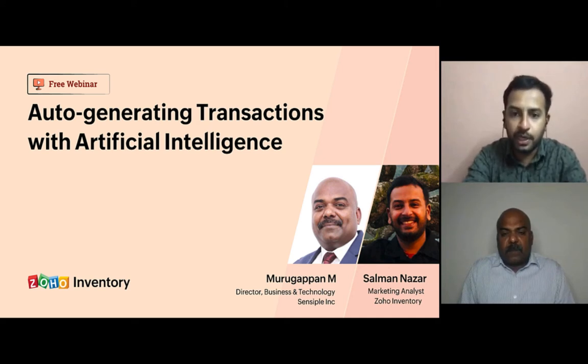We're looking at a more advanced solution which can read data. So today, let's look at Kaptiche, an AI-based tool from Sensible, which can help you manage your transactions better and automate the various manual steps involved when it comes to transaction recording, or vendor invoice or bill recording in Zoho Inventory.